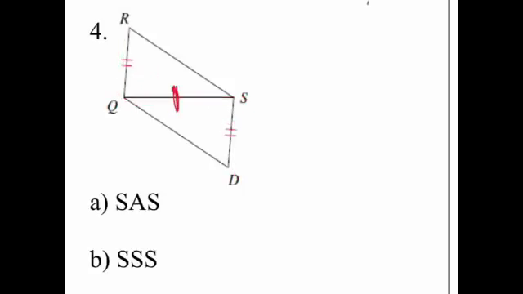And on this one, you have to make sure you write it using the 3 letters because there's multiple angles at that single point there. So that this bottom one would be QSD. And we need this corner here, that's going to be SQR.